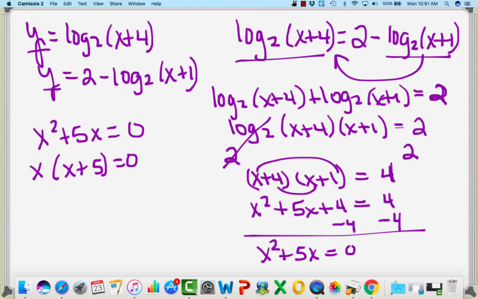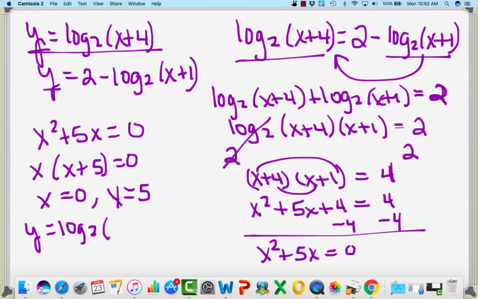So now that means that x is either equal to 0 or x is equal to 5. And now I need to go back and find out what y is, so I'm going to go to this easier logarithm problem and get y is log base 2 of, if I put in 0, I would get 0 plus 4, which would be 4. Or log base 2 of 4 means 2 to the what gives me 4. So that's going to be 2.